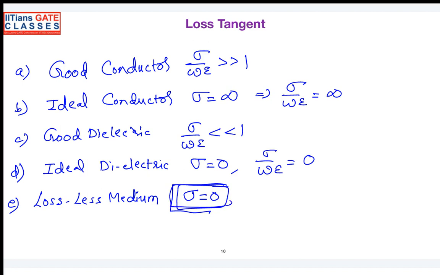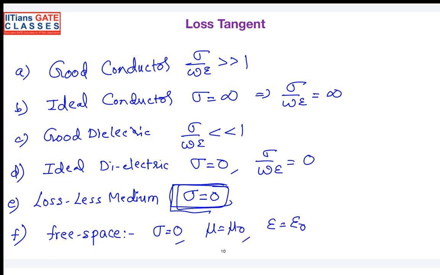And next thing, what are the characteristics of free space? When you see the characteristics of free space, the conductivity is equal to 0, mu is the same as the free space permeability, and epsilon is equal to the free space permittivity. So these are the general classifications of how the different mediums are characterized.